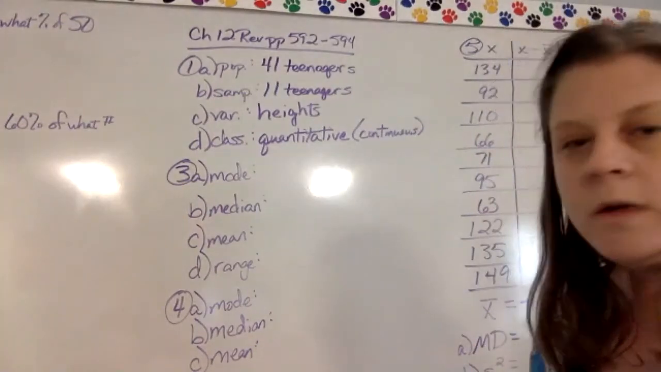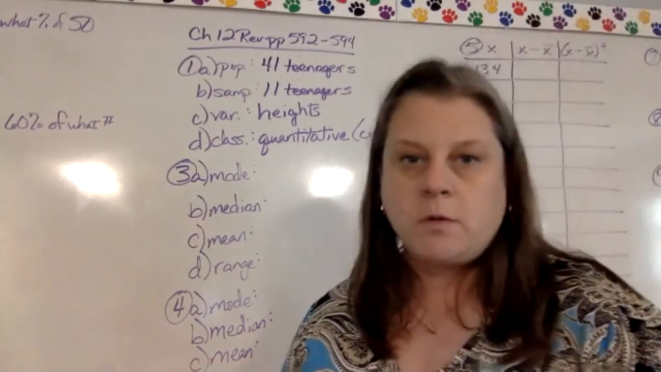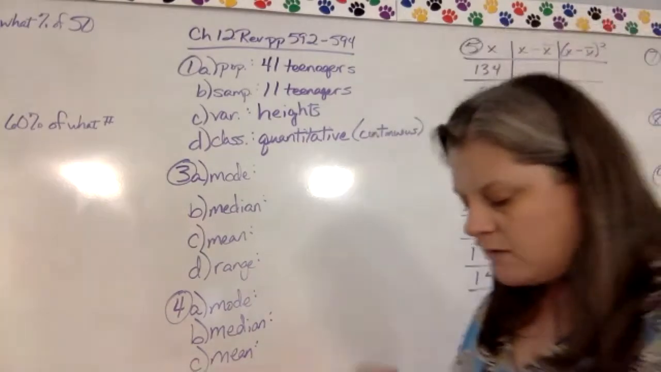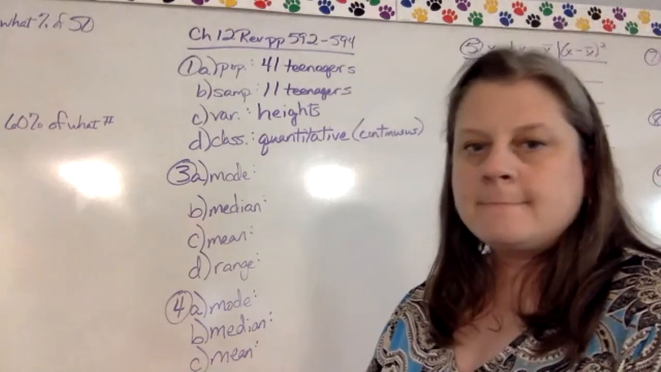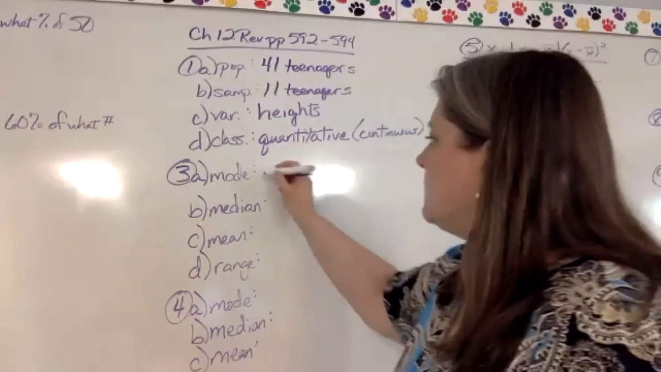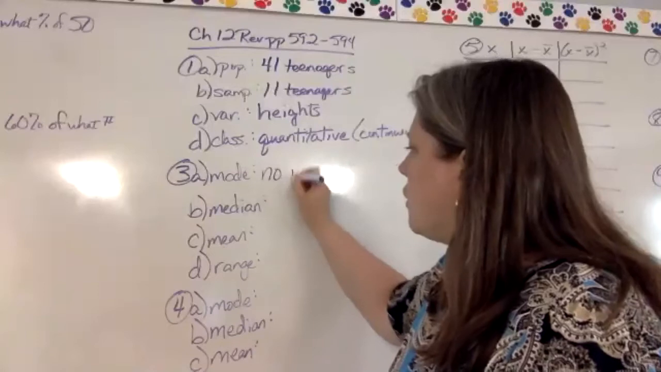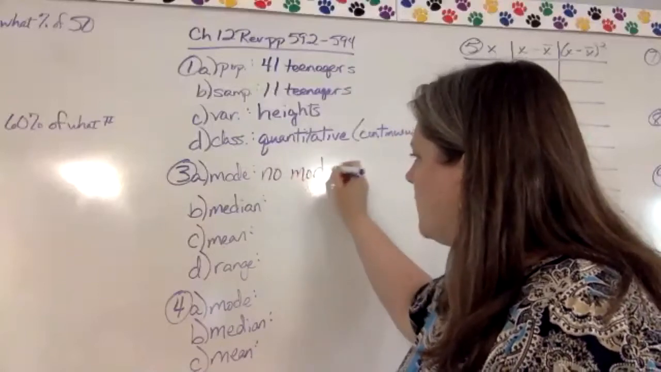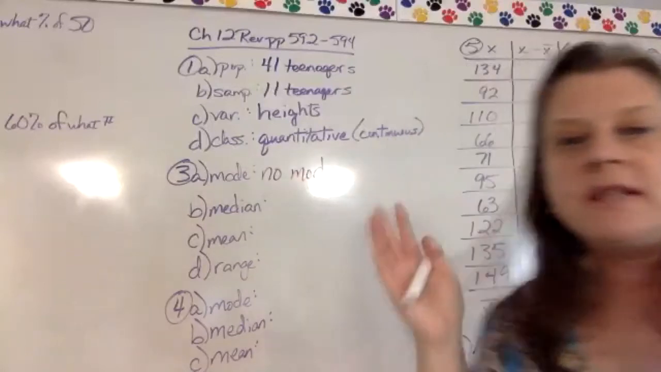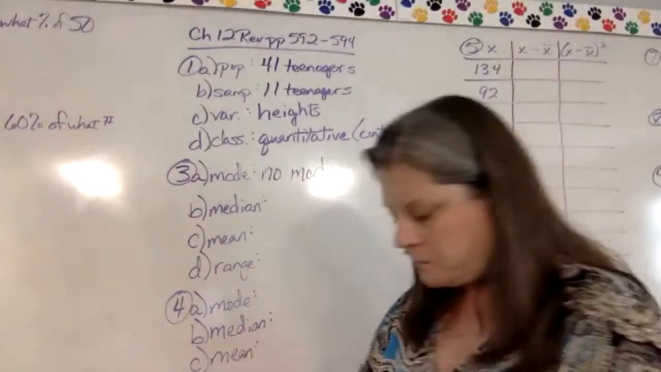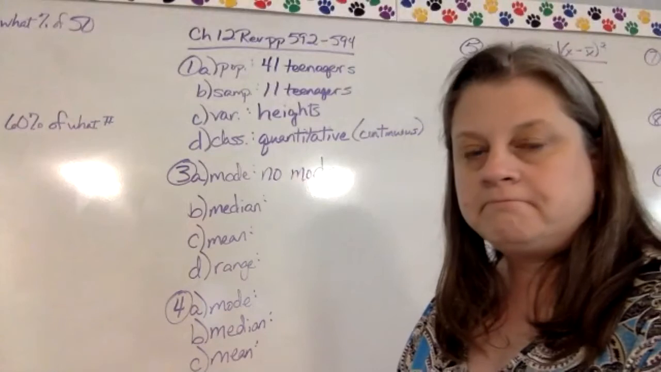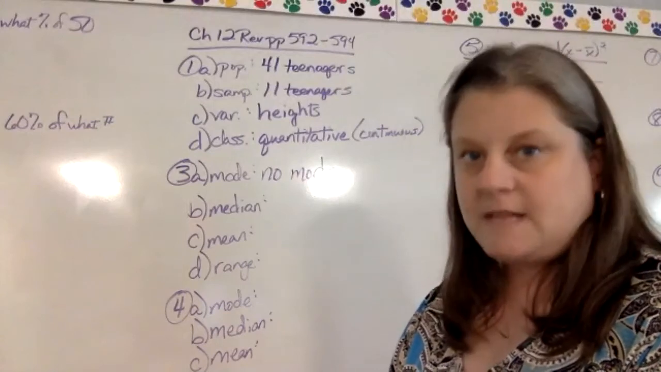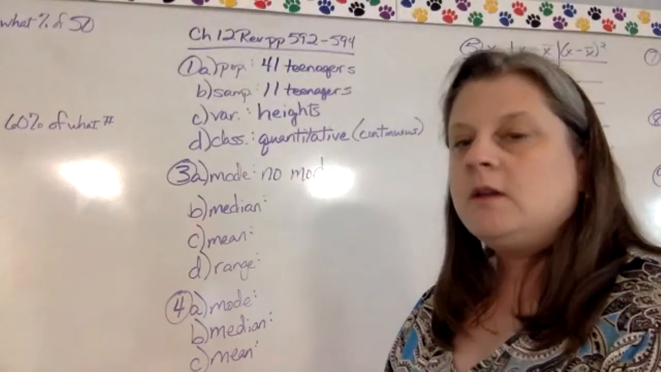So our mode is the number that shows up the most, right? Do any of those numbers show up more than once? Nope. So then we say no mode. If each number just shows up one time, then there's no mode. Okay? Can you have more than one mode? Yes, ma'am. You can have one mode. You can have more than one mode.